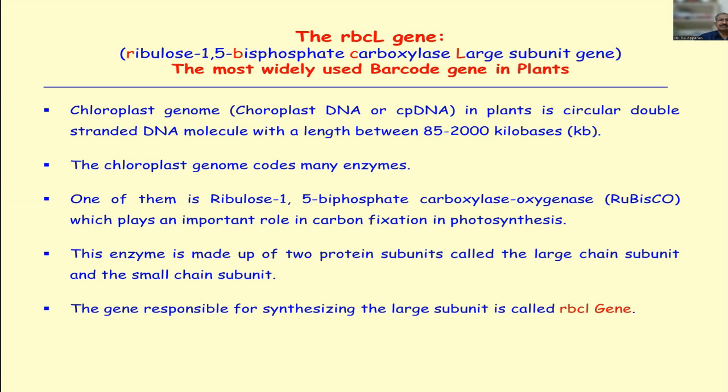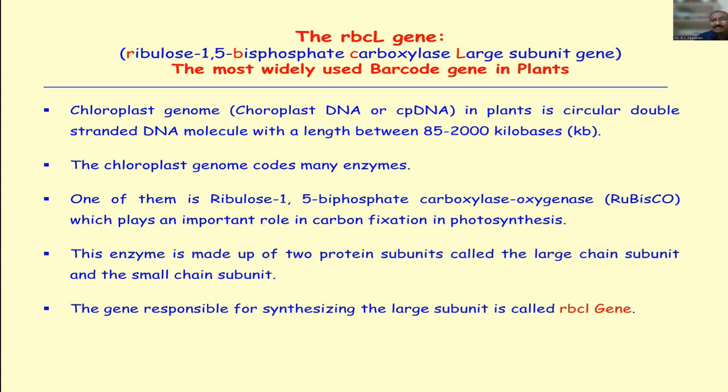Here I have mentioned some points. The chloroplast genome, generally we call ctDNA, CT stands for chloroplast, or cpDNA, that is chloroplast DNA, is a circular double-stranded DNA molecule in plants. It is present in the cytoplasm, especially in the chloroplast. It has a genome size of up to 2000 kb, kilobases. Genome means DNA molecule. The chloroplast has its own circular DNA molecule, the chloroplast genome, which is 85 to 2000 kilobases.